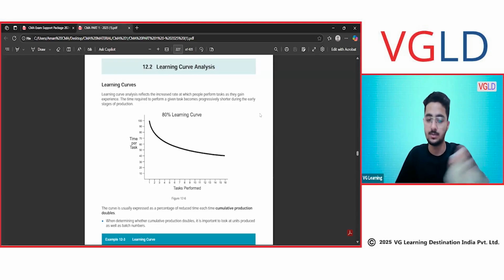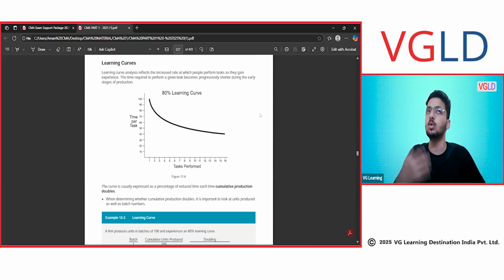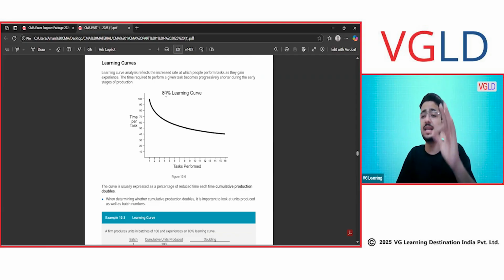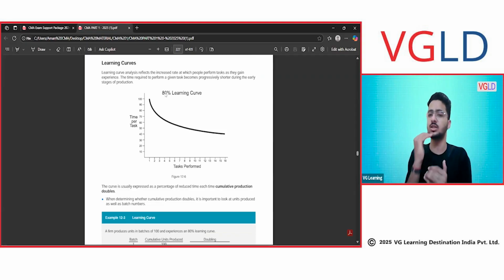So everyone got it? These questions are more understandable by solving them. So we have a very simple technique. We will be given a certain percentage, or sometimes we need to find it. Let's say in my organization there is an 80% learning curve. That means after a certain production batch, I gain experience and my time is reduced by 20%.